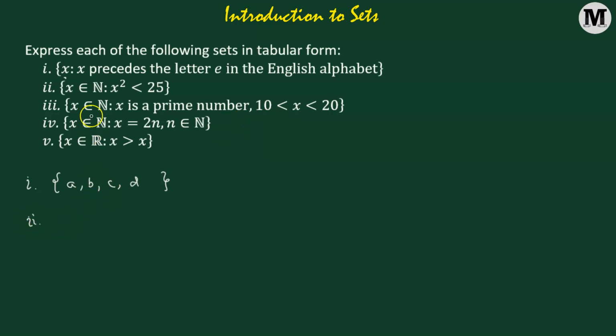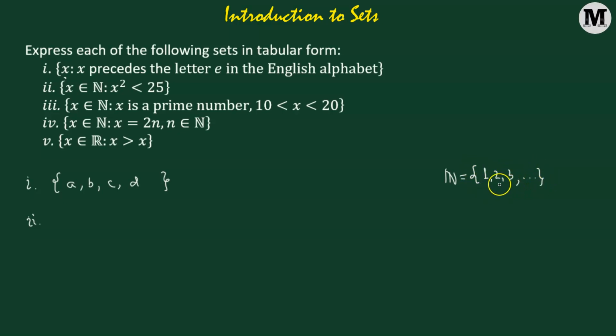Let's try to first read the set. Here it's a set containing the elements x such that x belongs to the set of natural numbers. So x belongs to the set of natural numbers means that x is a natural number, and the property being that x squared must be less than 25. Whenever we are given that x belongs to the set of natural numbers, that's defined as the set containing the elements 1, 2, 3, and so on.